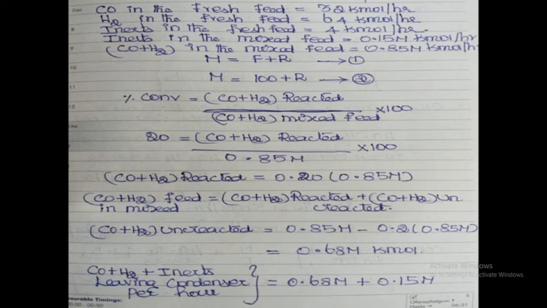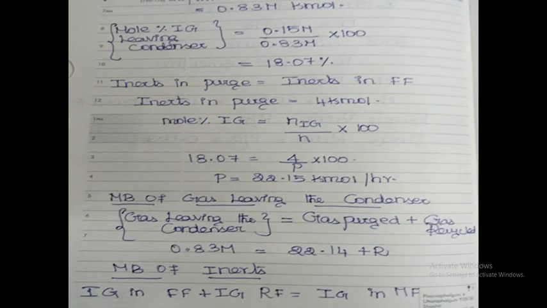So how much inerts is present in the mixed feed? 0.15 M. So the inerts entering is equal to inerts leaving. Inerts do not take part in a reaction, so 0.15 times M. Are you clear? Okay. So these are the components leaving from the condenser. Totally CO plus H2 plus inerts leaving from the condenser is 0.83 M kilomole. Are you clear or not?